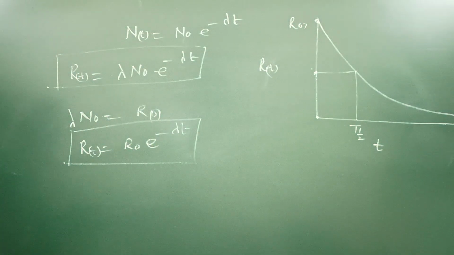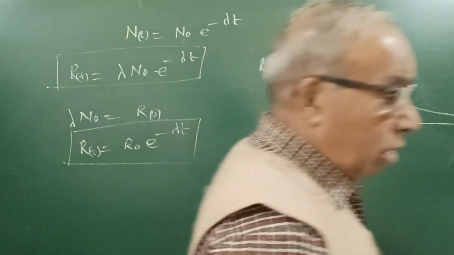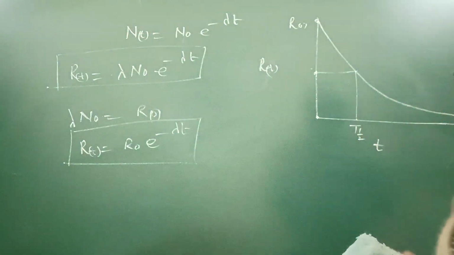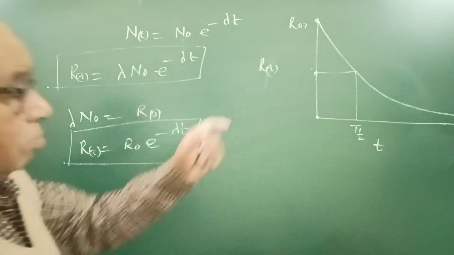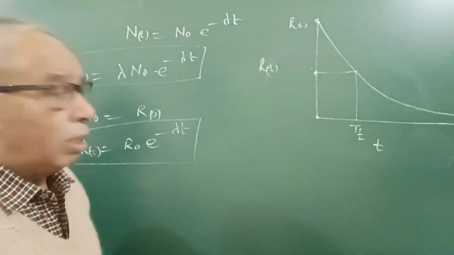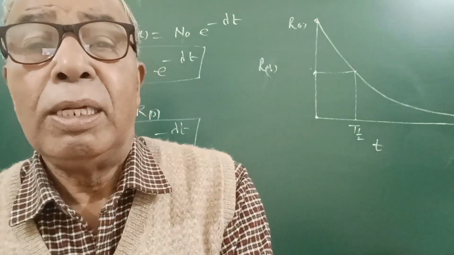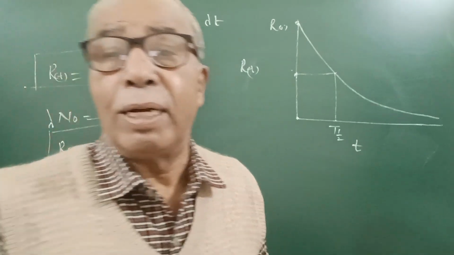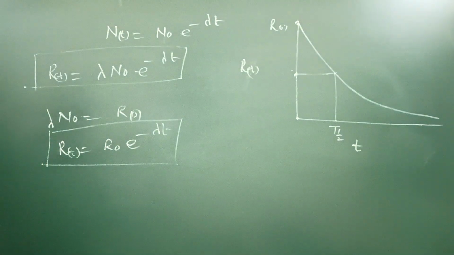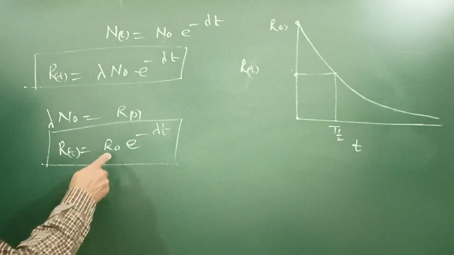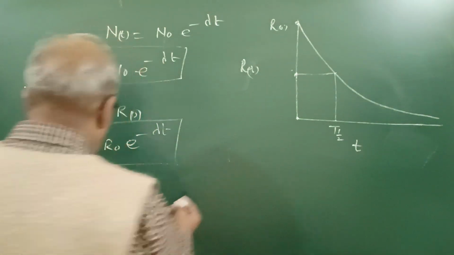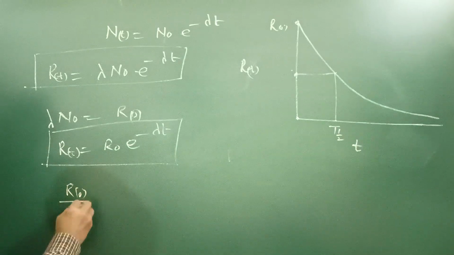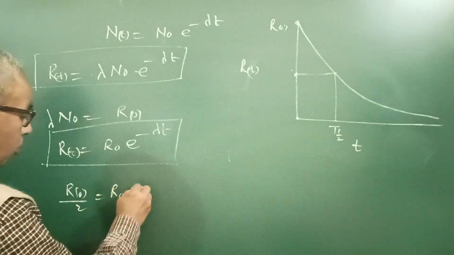So T half again may be defined as the time interval in which the rate of radioactivity is reduced to half. Simple. You can write it yourself. The time interval in which the rate of radioactivity of a given sample is reduced to half is called the half-life period also. So you can define it, and in the same way you can establish the relation: R(t) equals R0 by 2, and this R0 e to the power minus lambda t half.